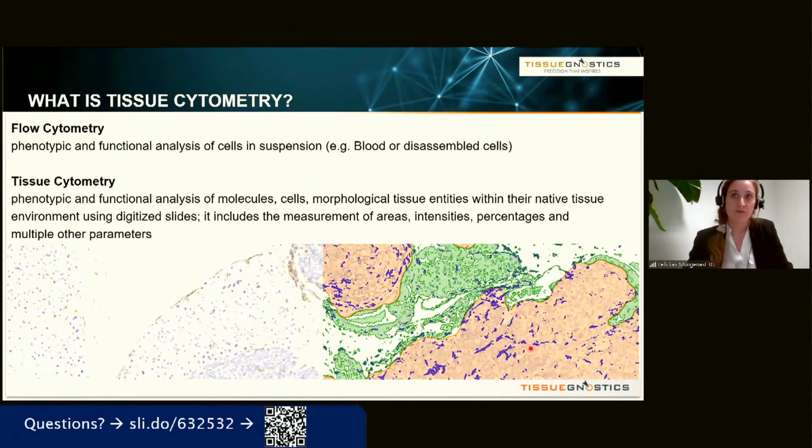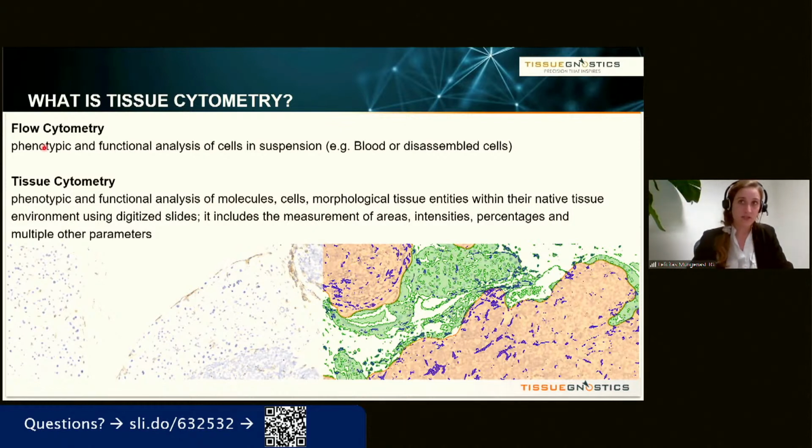So most of you might be familiar with flow cytometry, either from using this analytical method in your work or at least from scientific publications. So flow cytometry has been used for more than 4 decades and can be used to quantify antibody stainings per cell, but only of cells in suspension, like blood or disassembled cells.